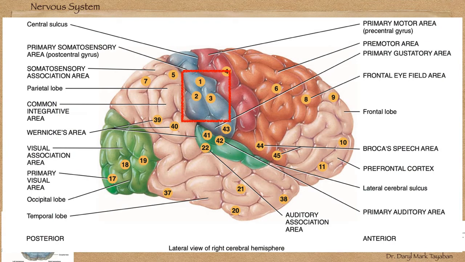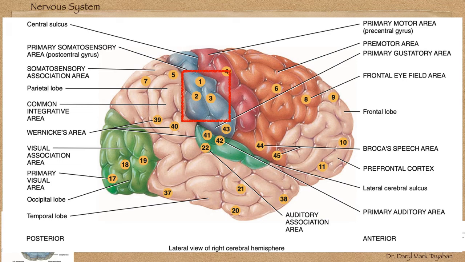So there are important sensory areas that we need to know about. Remember, sensory, more on sensation. The first one is the primary somatosensory area, which is the one labeled in front of you, the areas 1, 2, and 3. It is located directly posterior to the central sulcus of each cerebral hemisphere. So meaning there's another part on the left. The one we are viewing right now is the right cerebral hemisphere, so it's also the same thing on the left. So it's on the parietal lobe.